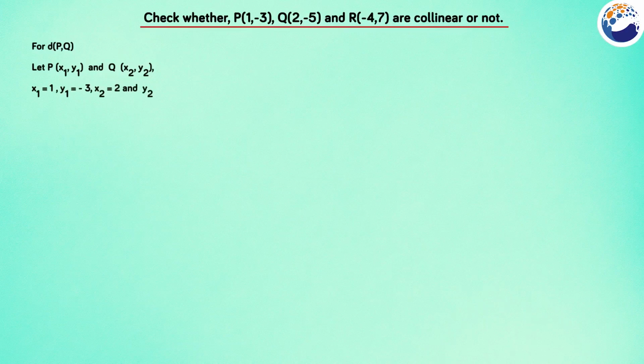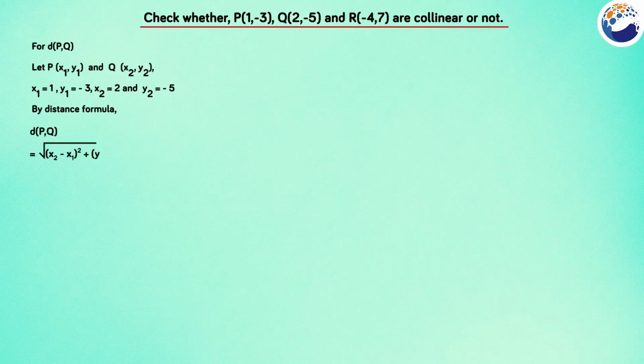Now, we will take another example to check whether the points P with coordinates (1, minus 3), Q (2, minus 5) and R (minus 4, 7) are collinear or not. For distance PQ, let coordinates of P be x1, y1 and Q be x2, y2. x1 is equal to 1, y1 is equal to minus 3, x2 is equal to 2, y2 is equal to minus 5.